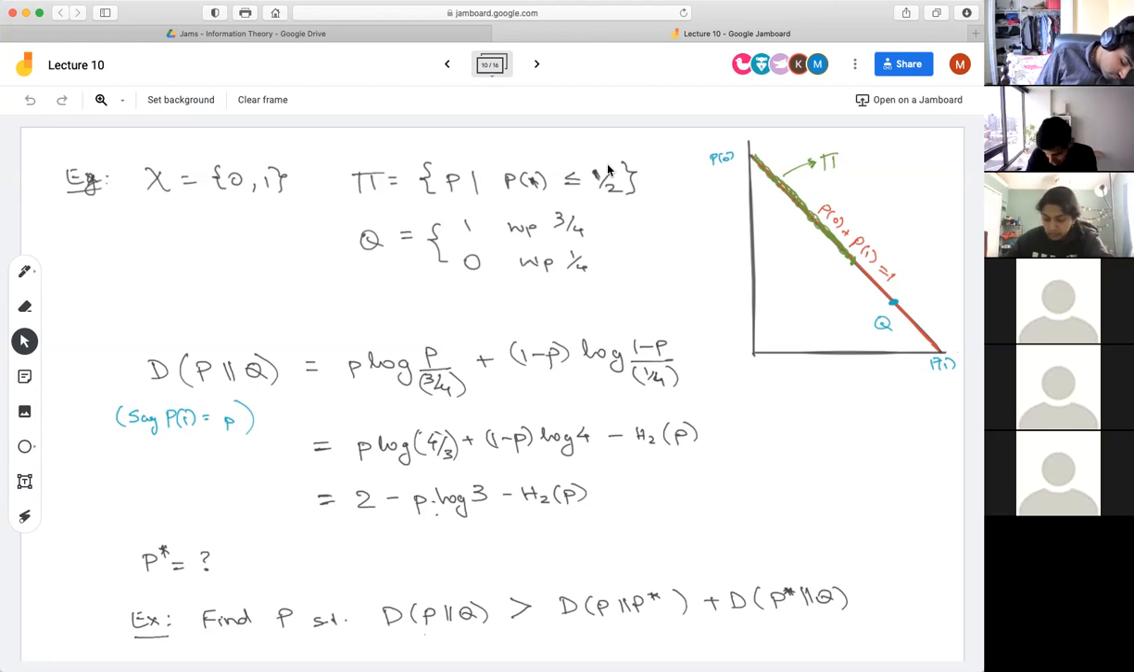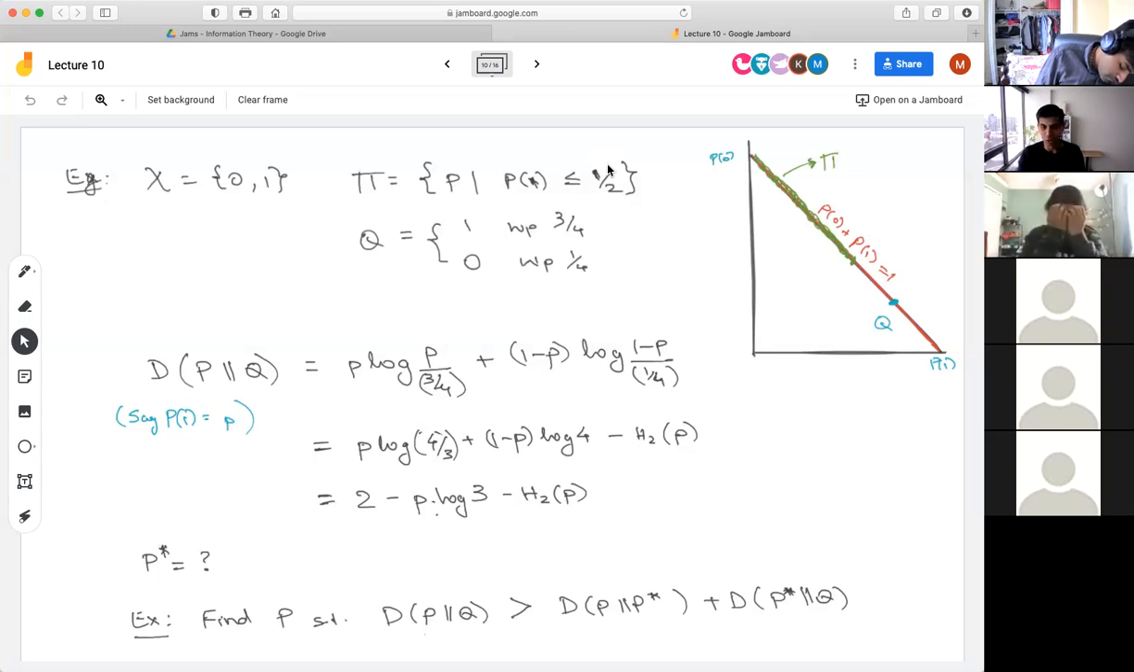So the red line is the set of all distributions over 2 points over script x, which is 0 or 1. It's the line which satisfies P of 0 plus P of 1 is equal to 1. And we are only interested in pi where the probability of 1 is at most half. Okay. And let's take Q to be a distribution where the probability of 1 is 3/4. So Q is in particular outside pi.